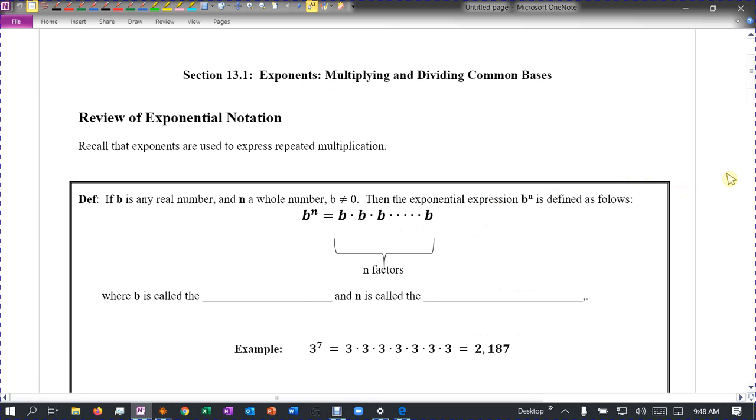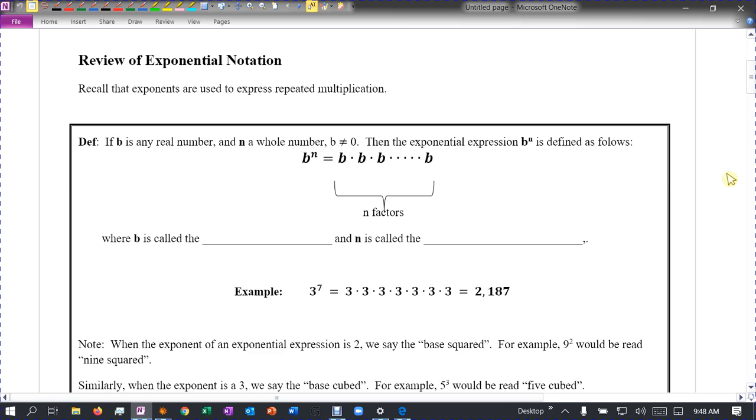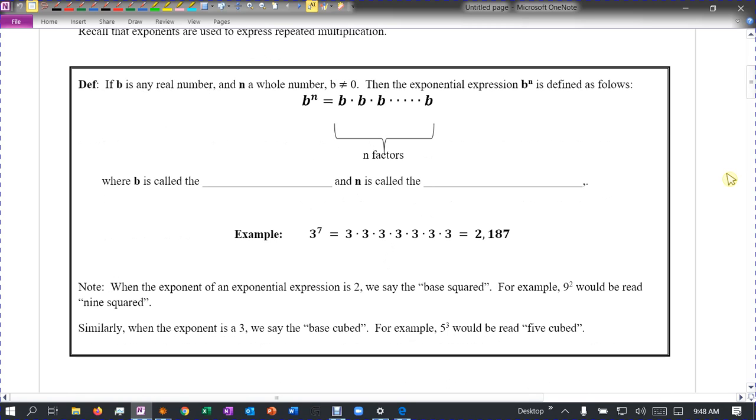Okay, class, welcome back. We're going to now start working in Chapter 13, Section 1, Exponents. And what we're going to be doing is learning about exponents and then multiplying and dividing common bases. So, just as a review, when we see something like b raised to the n, that just means that we're multiplying b times itself n times.